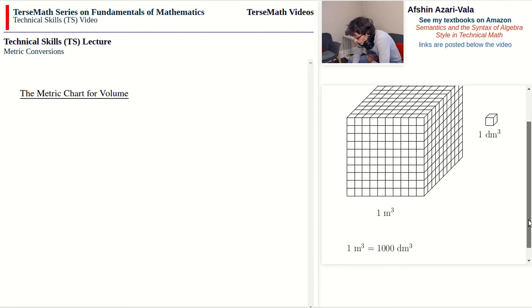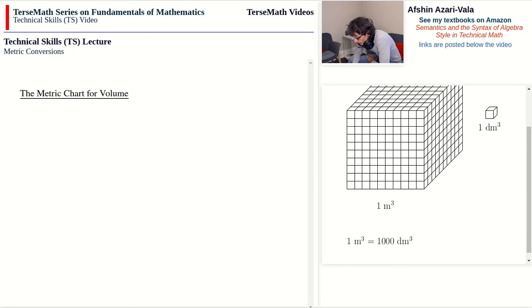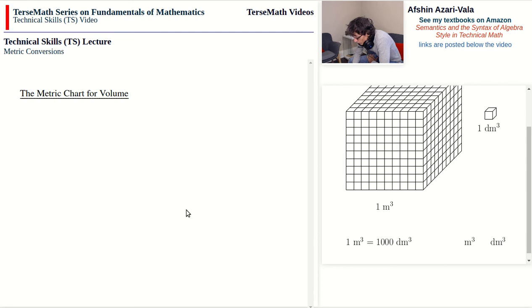And what that means is that on the chart, when we go from cubic meter to cubic decimeter, we have to multiply by 1,000, or if we are going back, we have to divide by 1,000. So that means that for every move on the chart, the decimal point moves forward or backward over 3 digits.